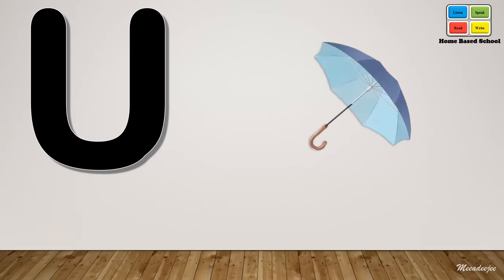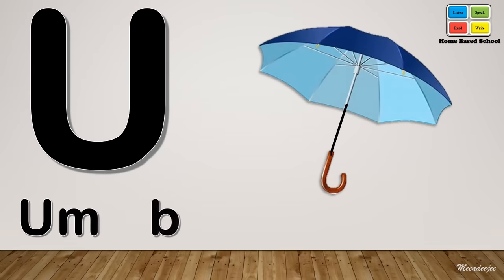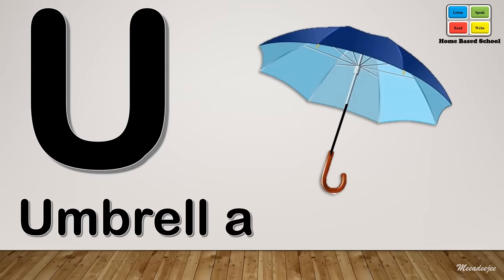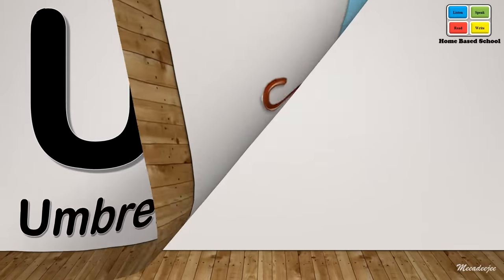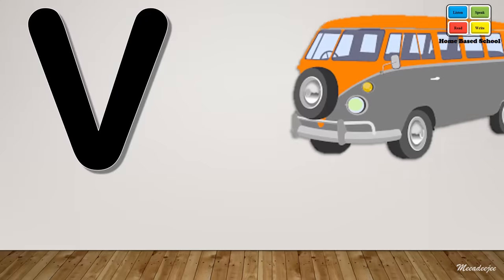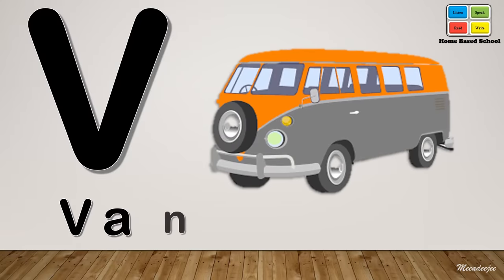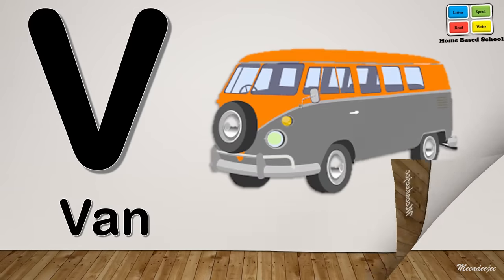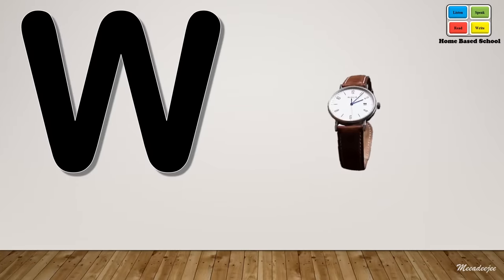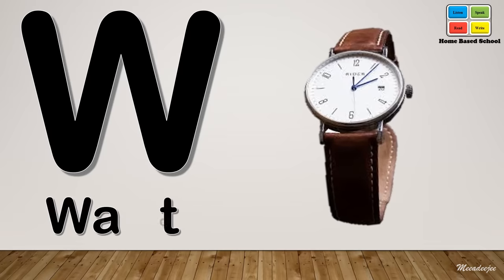U. U for umbrella. U, M, B, R, E, double L, A, umbrella. V. V for van. V, A, N, van. W. W for watch. W, A, T, C, H, watch. W, X, Y and Z.